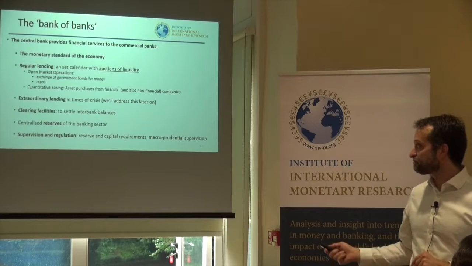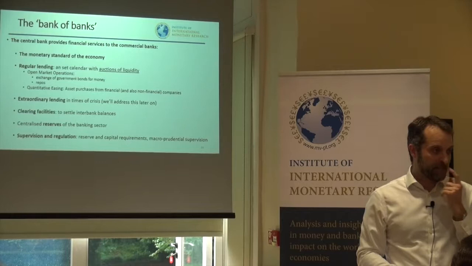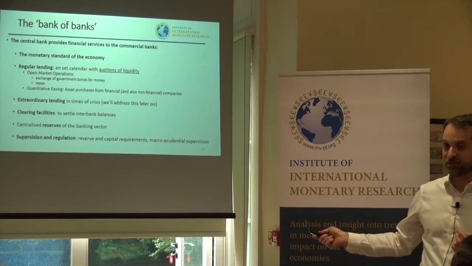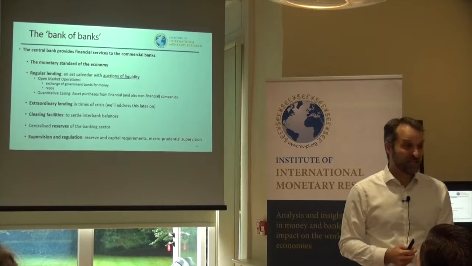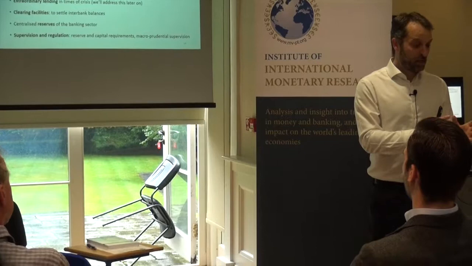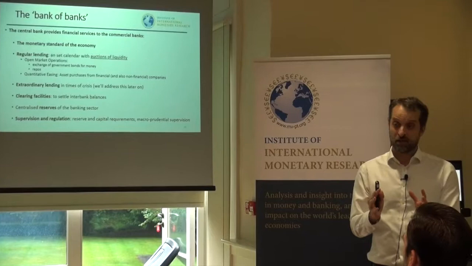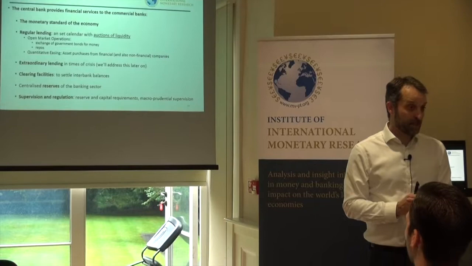And then, as somebody said before, supervision and regulation of the banking sector. Yes, the central bank lends out money on a regular and on an extraordinary basis to the banking sector. But what happens when a bank lends out money? They would like to inspect the books of their debtor. They want to see if you will be able to pay back. That's exactly the same rationale applying to the loans made by the central bank to the banking system. That's why the central bank usually regulates and supervises the operations of the commercial banks in the country.